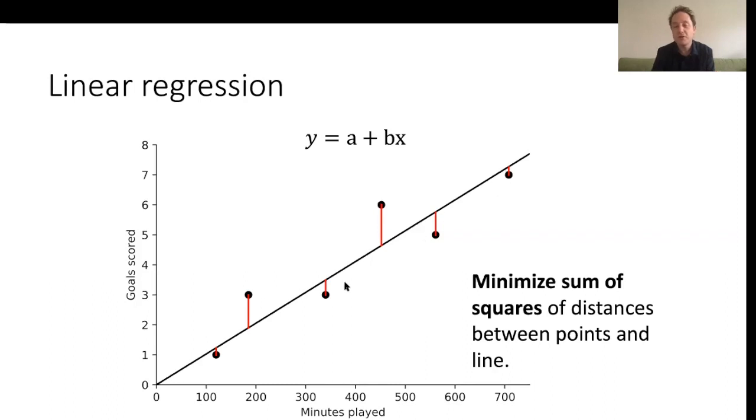So we could try lots of different lines, and we find that this one minimizes the distances. And that's a statistically correct way of fitting this particular curve, the linear regression curve, the linear curve.